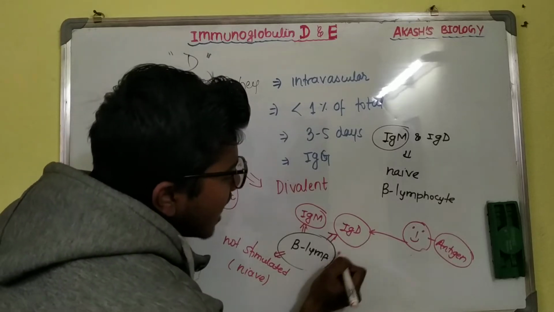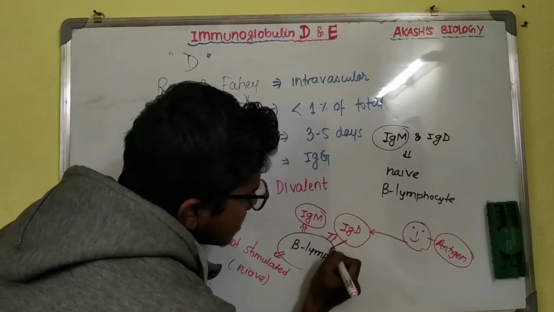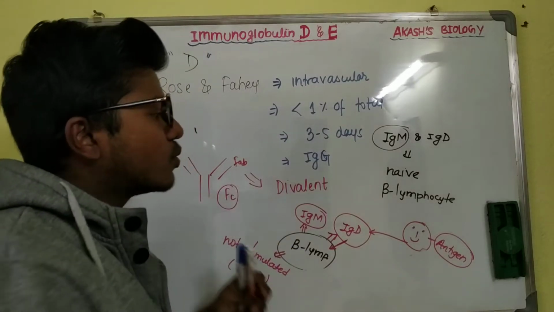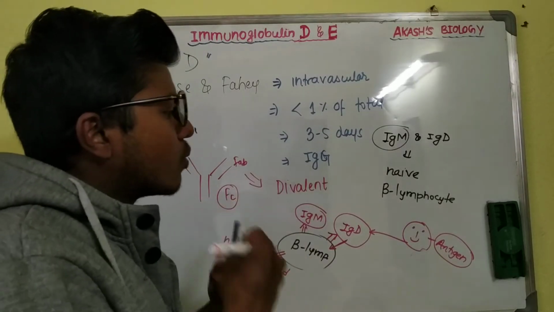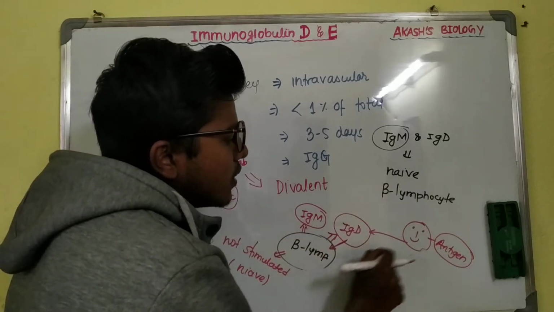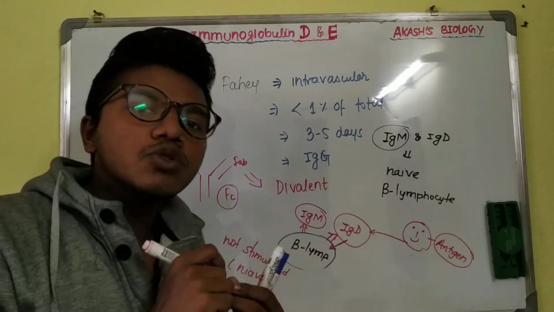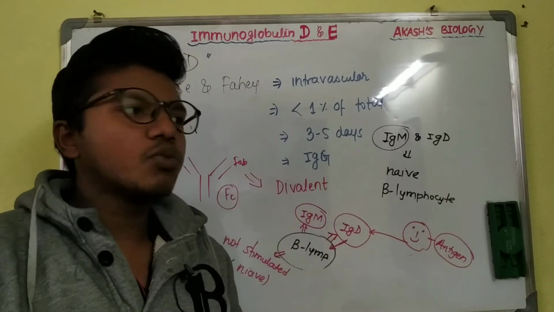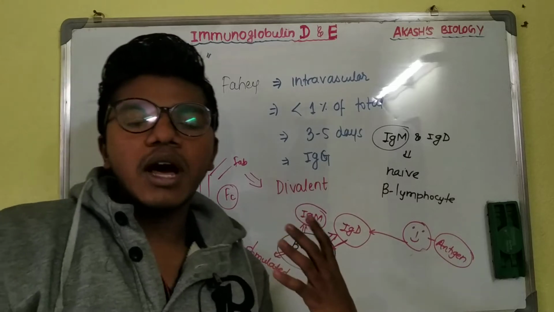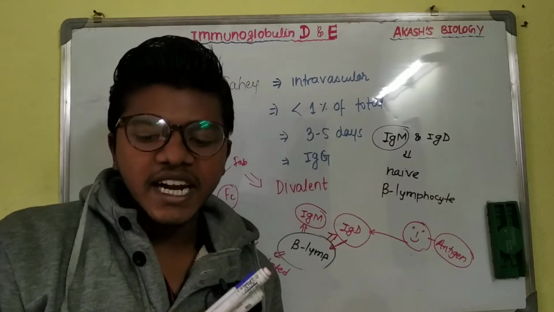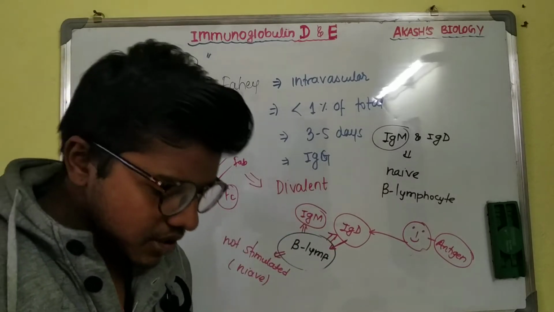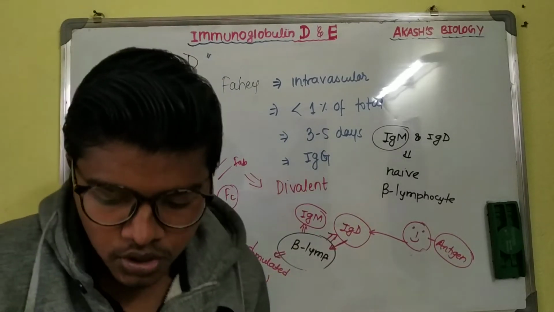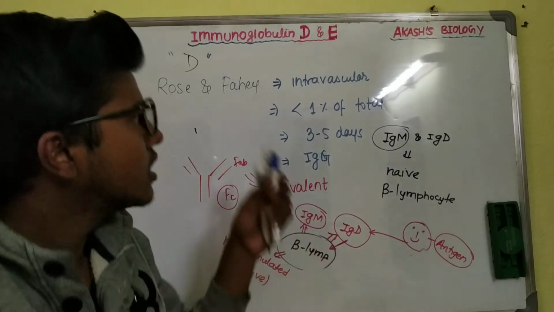Now this IgD will give a signal to the B lymphocyte to become mature or activated, so that it can form more and more humoral immunity and act against the antigen. That is the sole function of IgD. If you are asked in an entrance examination what the function of IgD is: IgD is present on the surface of B lymphocyte and it will activate the humoral immunity, so that it will act on the antigens more and more. So this is a simple overview of IgD.